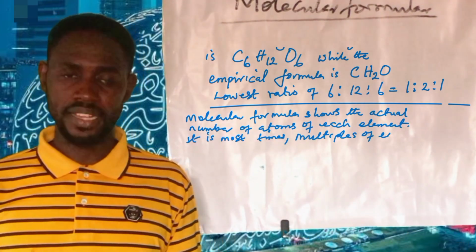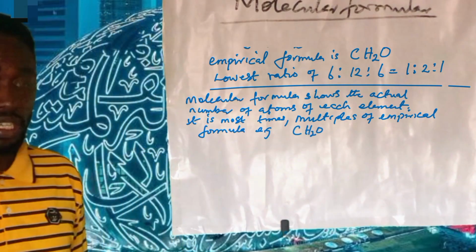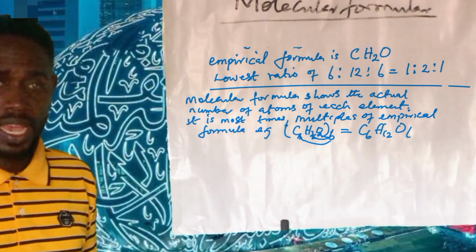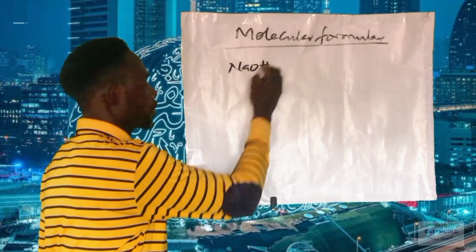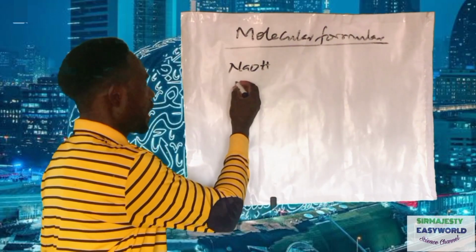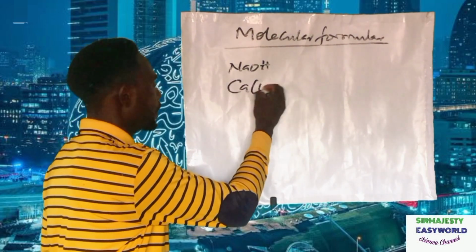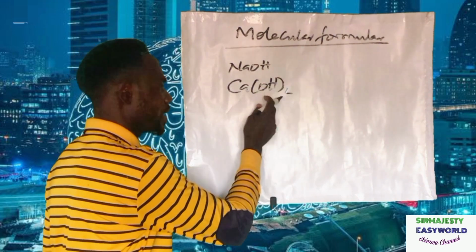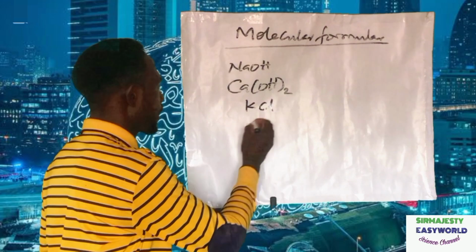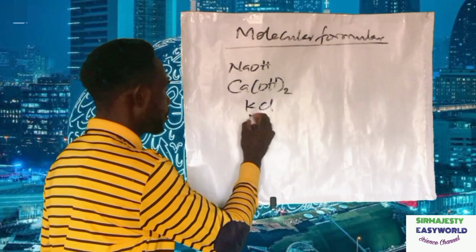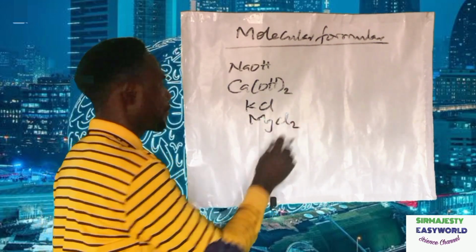Now, how to write it is what I'm going to handle in this video. What I mean is this: sometimes we will see somebody write sodium hydroxide as NaOH. For calcium hydroxide, I have to put the hydroxide in brackets. Why this bracket? I write potassium chloride one way, and when I want to write magnesium chloride, I have to put 2 in front.